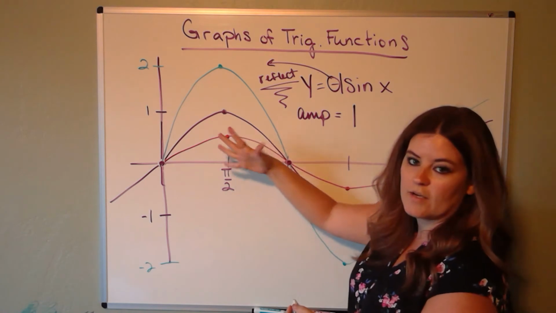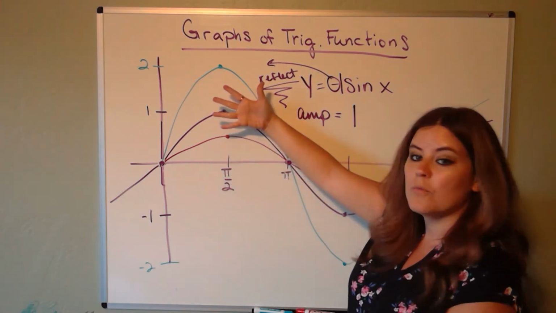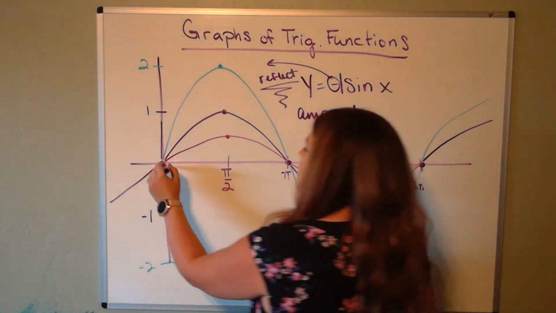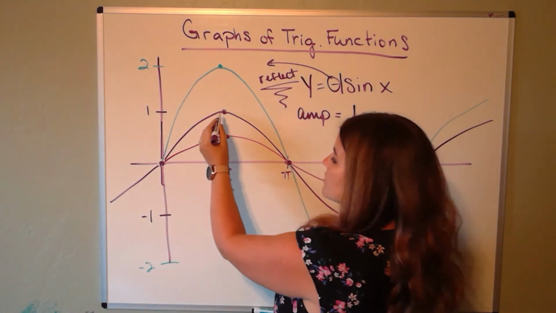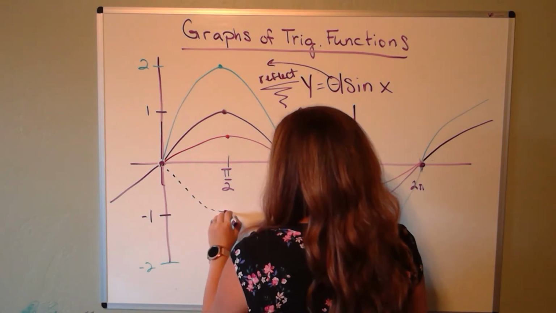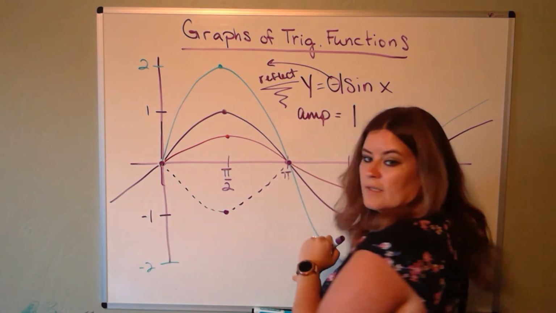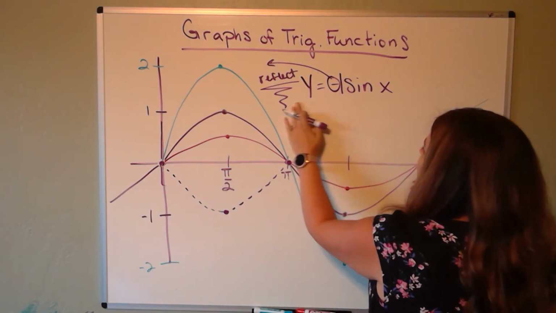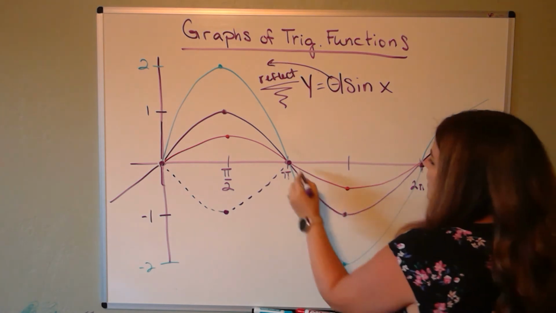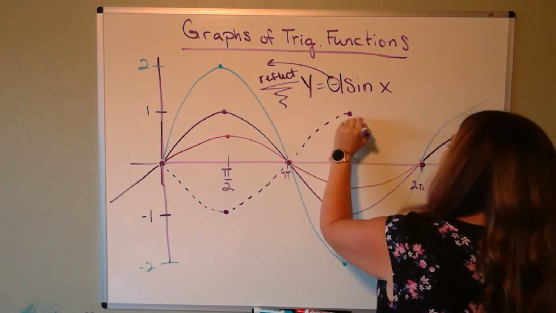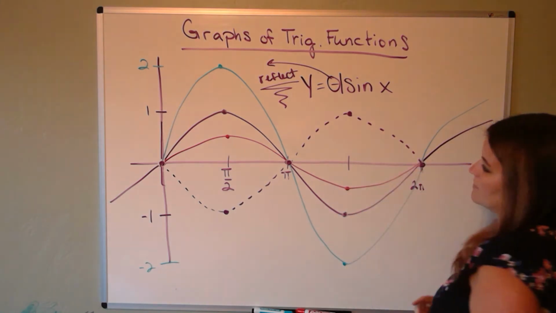We reflect it across the x-axis. What was up here is now down here, and vice versa. So we start at 0, but instead of going up to 1, we go down to -1. We still hit the intercepts at the same place. I'm going to have to erase a little bit of that. But instead of going down here, this is now our high point, and we go back down.